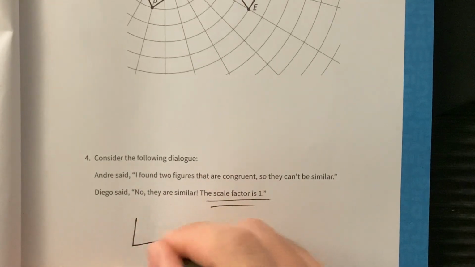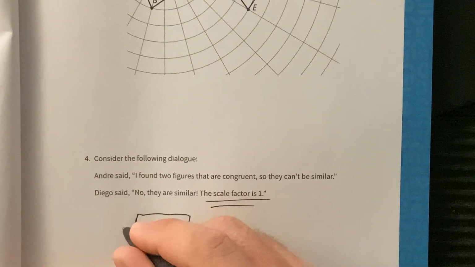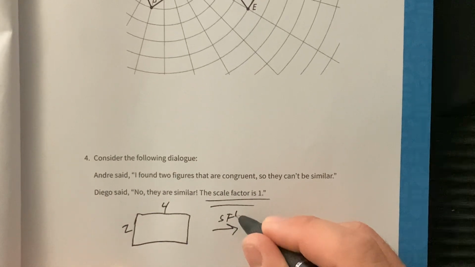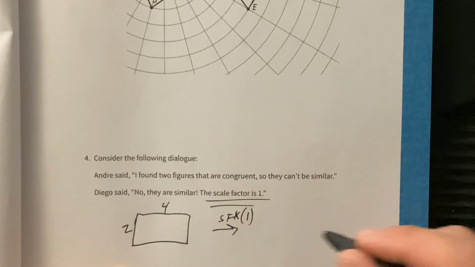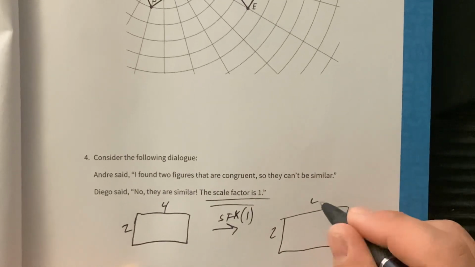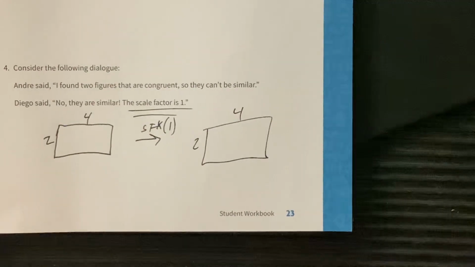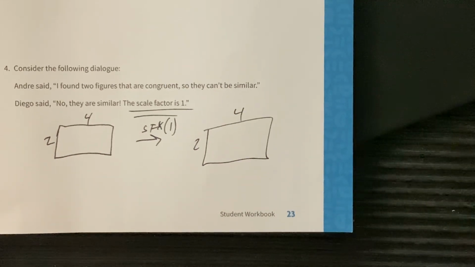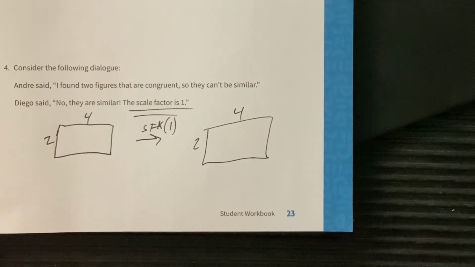If I have a rectangle and it's 2 by 4 and I make it a scale factor of 1, take everything times 1, I will get the exact same thing. So are those congruent and similar? Should be, even though my drawing's not very good. They should be, because they're the exact same size and the exact same shape. So I would say, Diego, scale factor of 1 just means their shape doesn't change. They are similar and they are congruent.